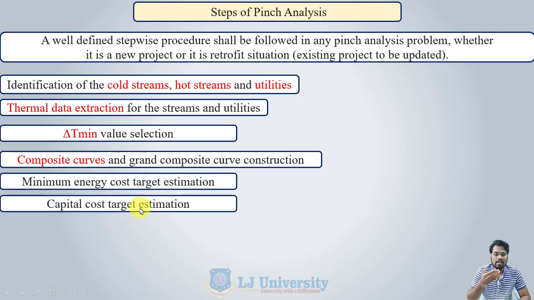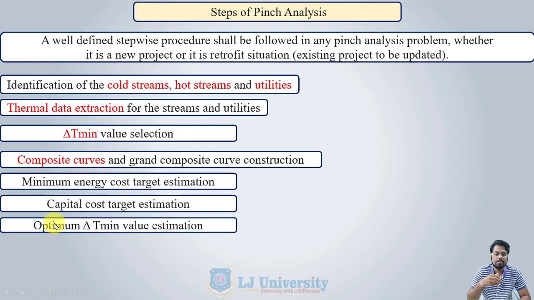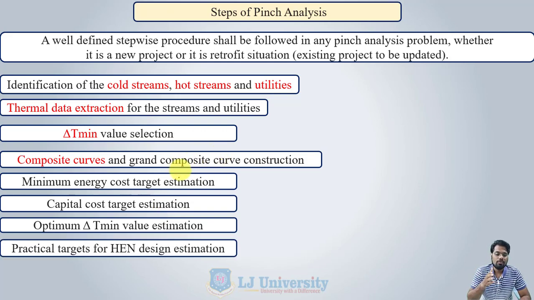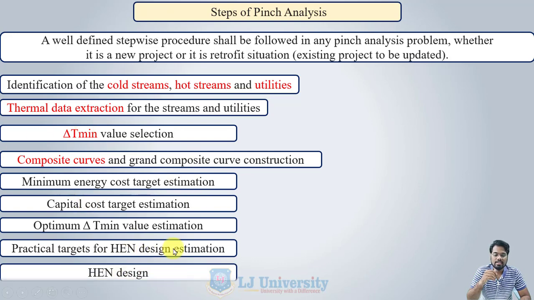Minimum energy cost target estimation, capital cost target estimation, optimum delta T minimum value estimation, because as the value of delta T minimum is reduced, the size of the heat exchanger required increases, which increases the capital cost. Then practical targets for heat exchanger design estimation, heat exchanger network design estimation, and heat exchanger network design.